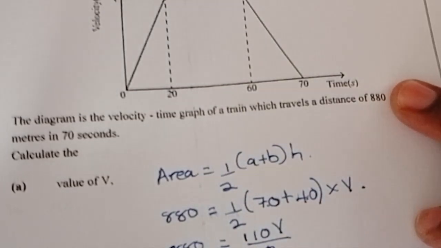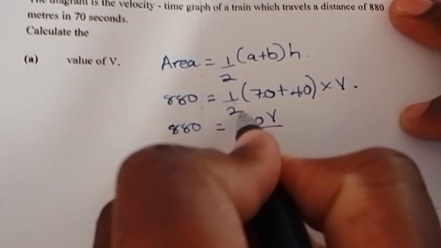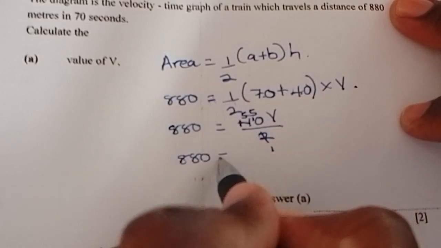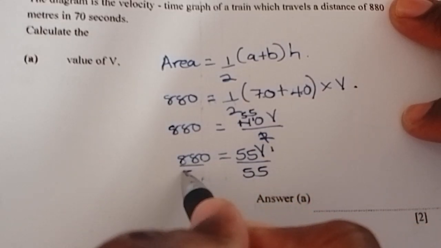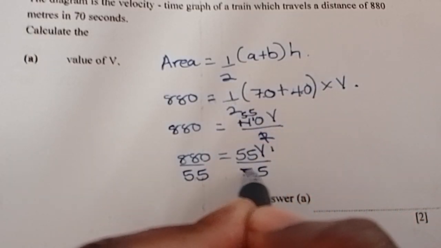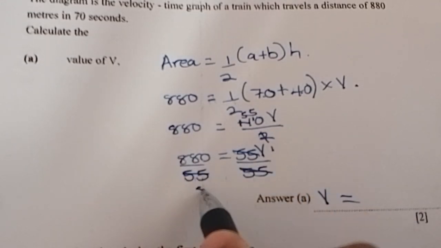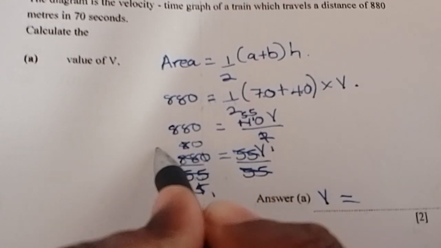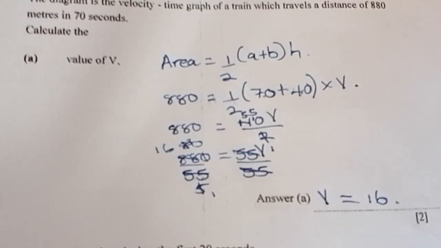2 into 2, 1 into 11, it's 5, remainder 1, into 10, 5. So we have 880 is equal to 55v. Divide by 55 on both sides. 55 by 55, we have v is equal to 880 over 55, which gives 16. So v is equal to 16.